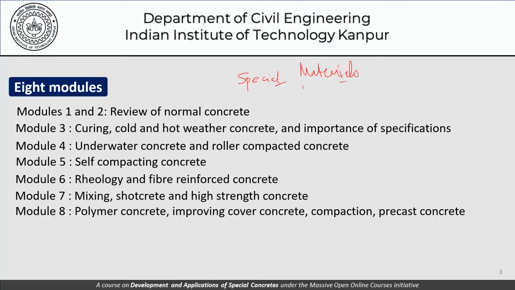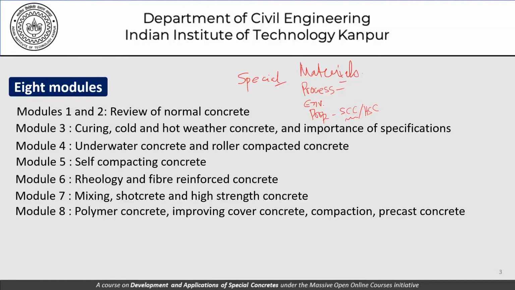Then we talked about processes and methods that are used. Concretes like shotcrete come under that kind of a discussion. We talked about special environment, concrete being placed under special environments like underwater, hot weather, cold weather. Special properties, self-compacting concrete for that matter has a special property of self-compactability. High strength concrete has the property of strength higher than normal.